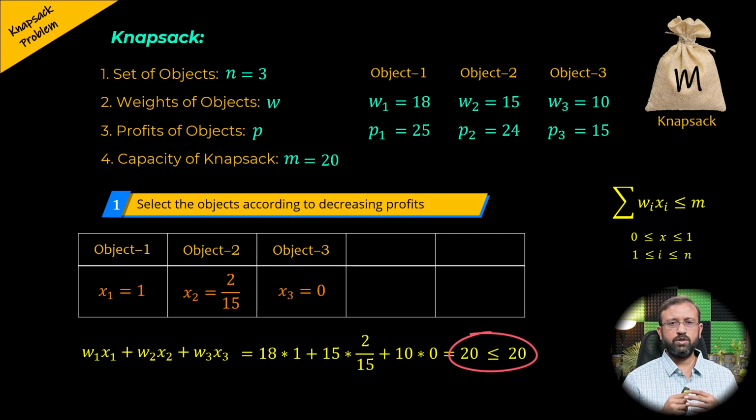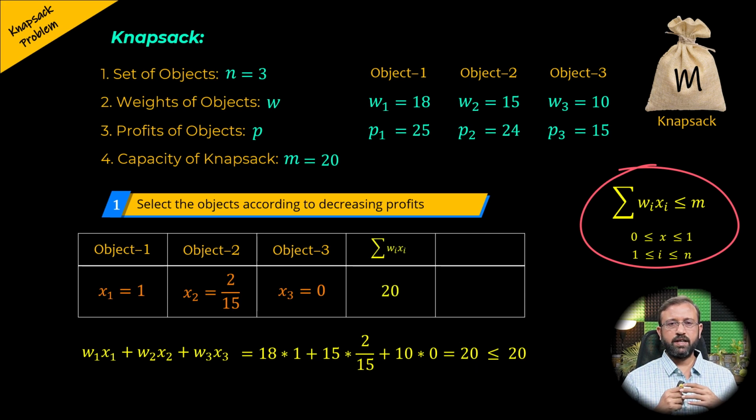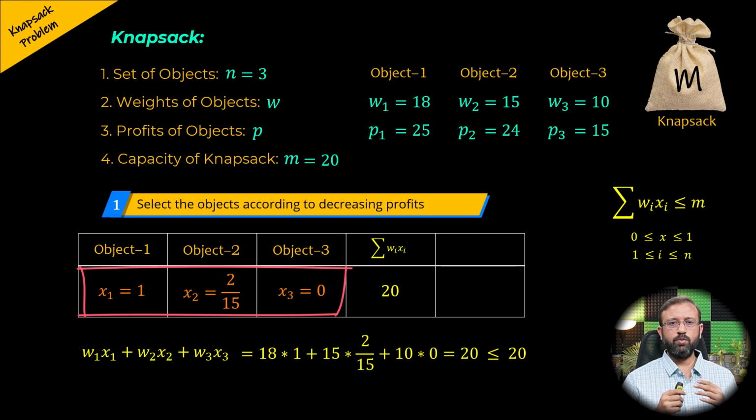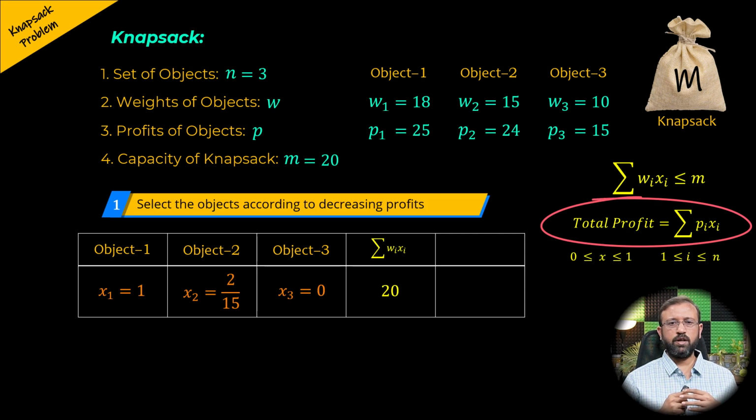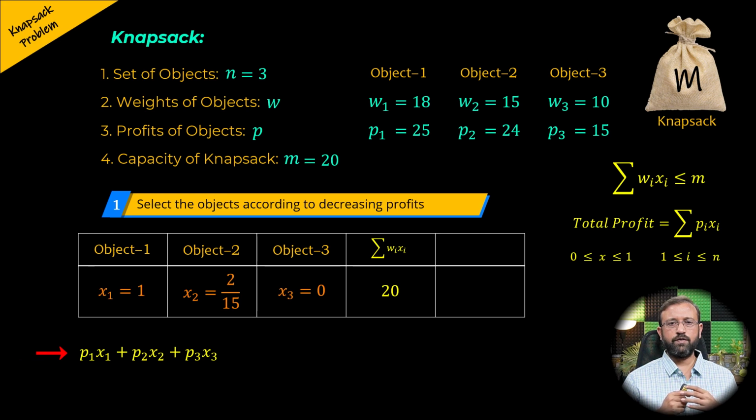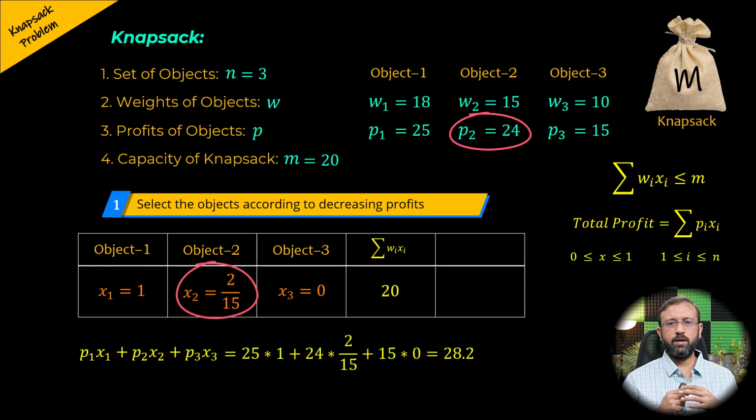is also 20. So the constraint is satisfied, and since the constraint is satisfied, we say that the fractions x1 equal to 1, x2 equal to 2 by 15, and x3 equal to 0 is a feasible solution. Then the total profit earned will be summation of the product of profits P and the fractions X. So the total profit earned for this feasible solution is product of P1x1 plus P2x2 plus P3x3, that is 25 multiplied by 1 plus 24 multiplied by 2 by 15 plus 15 multiplied by 0, which is 28.2.